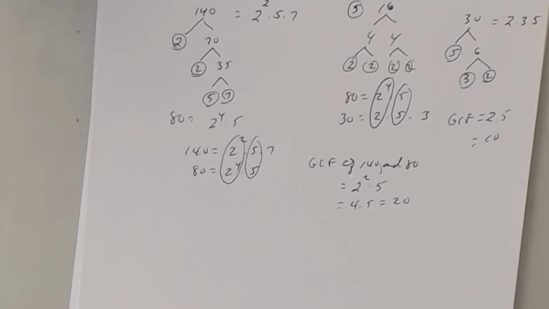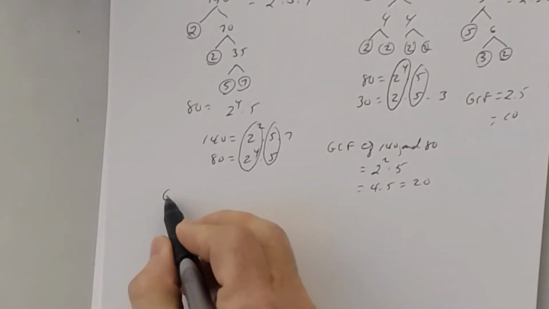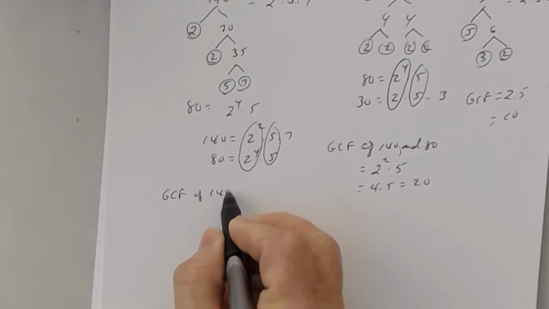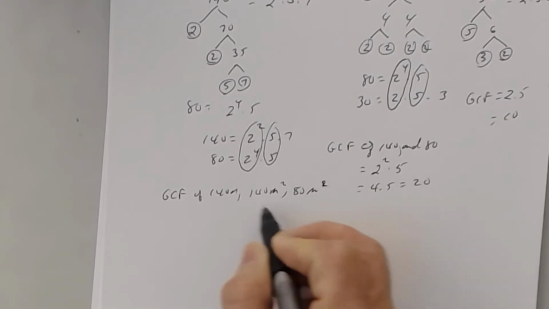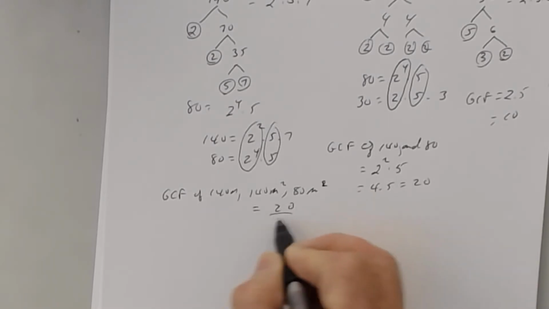Okay. Now, what about my variables? Tell me something about that. You're not going to use n, okay? Because you don't see n in all of them, right? Anything else? You're not going to use m either, because there's no m in every term. So what's the GCF of those 3 terms then? 20. So the GCF of 140n, 140m squared, and 80m squared is just 20. Okay?